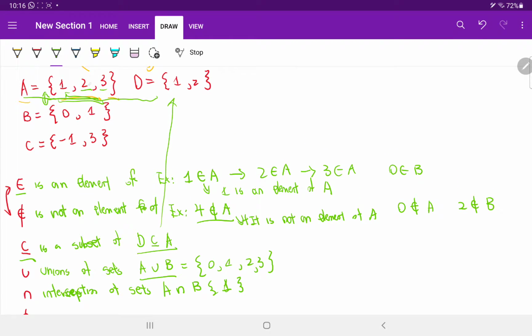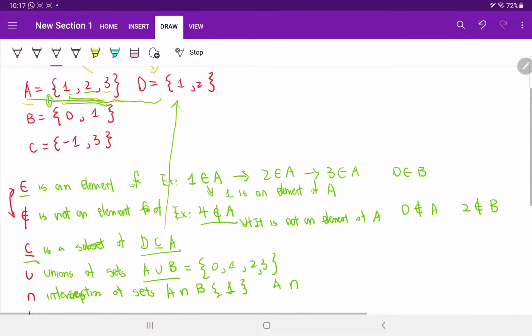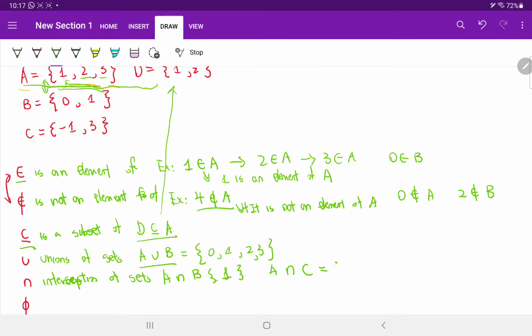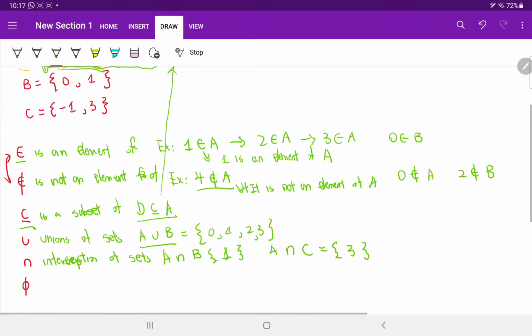Maybe another example: what about the intersection of sets A and C, right? Set A has 1, 2, 3, set C has -1 and 3. So what do they have in common? They both have the element 3, right? So we could write the intersection of A and C, and it would be 3, because this is the only common thing they have. A doesn't have -1, right? So that's the only common thing they have.